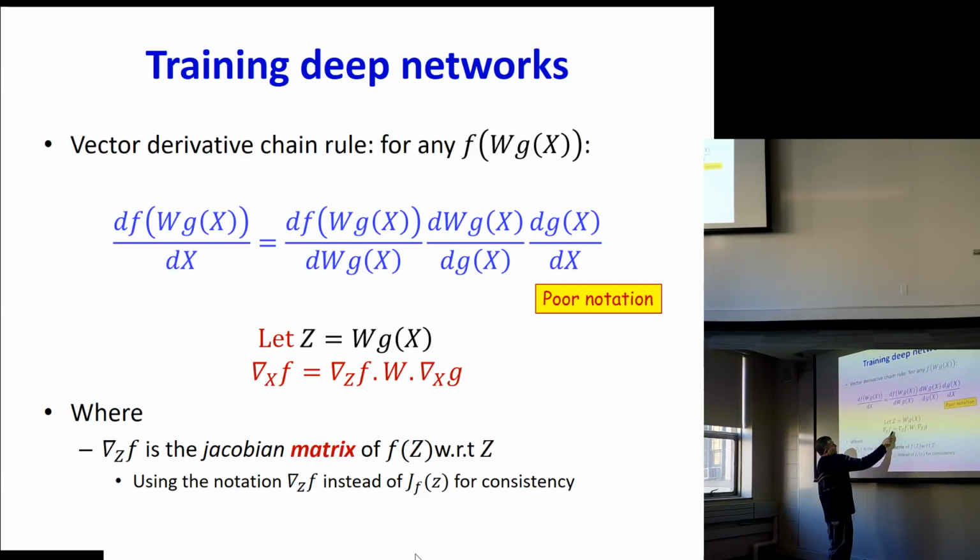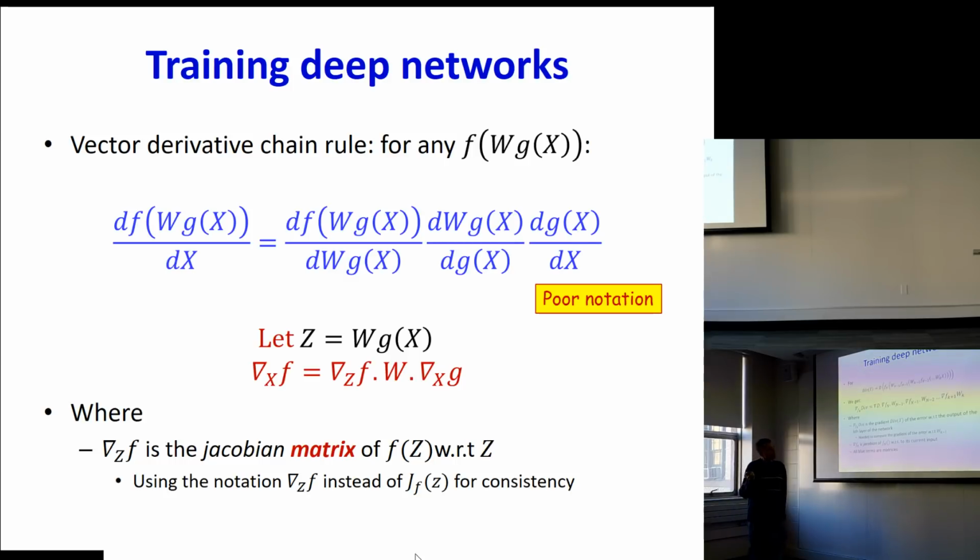So if I let z equal w times g of x, this first term is simply the gradient of f with respect to z. The second term is the gradient of z with respect to g of x, which is just w. And the last one is the derivative of g with respect to x. So this is the standard chain rule, right? Now I'm calling these gradients, but this is really the Jacobian. We've seen this chain rule in the past.